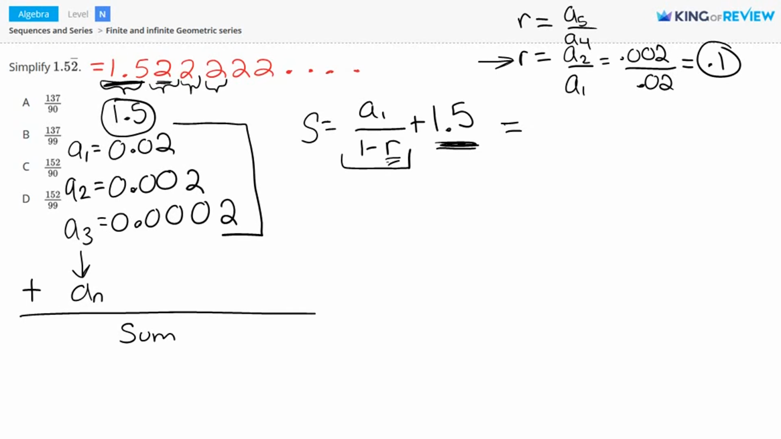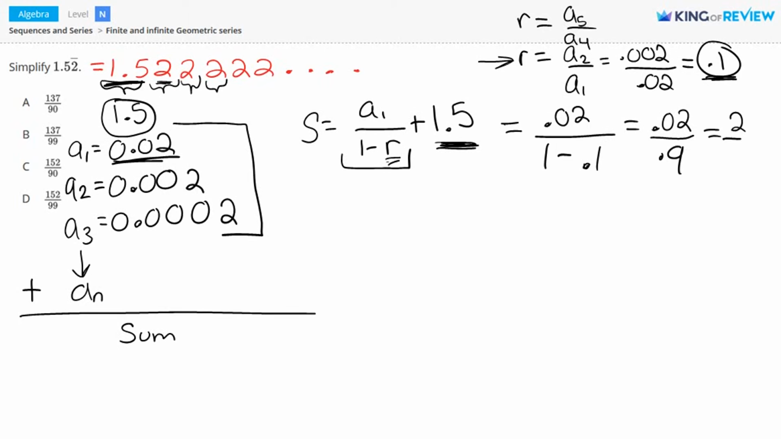So now let's fill out our equation here. So we have the sum equals A1. A1 is this first term, which is 0.02 over 1 minus R. And we solved for R here, so minus 0.1. This equals 0.02 over 0.9. And I'm going to multiply both the top and bottom here by 100 to get rid of the decimals. So this equals 2 over 90. So we have 2 over 90, and this represents this repeating portion, the sum of the repeating portion.